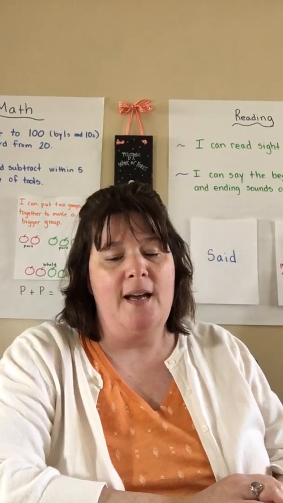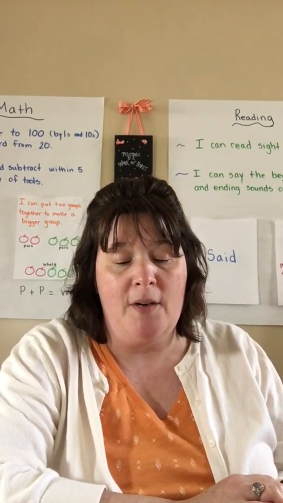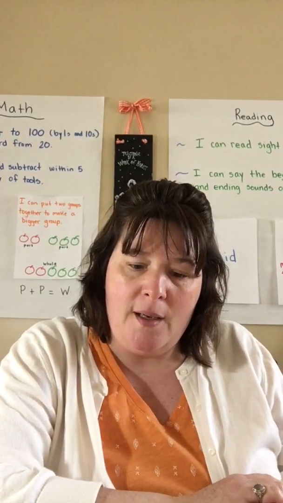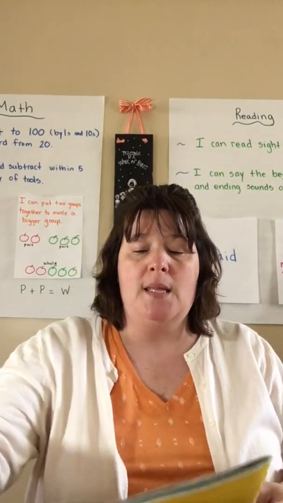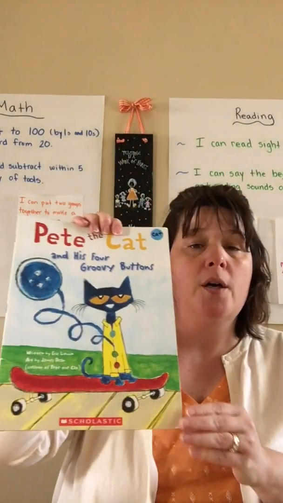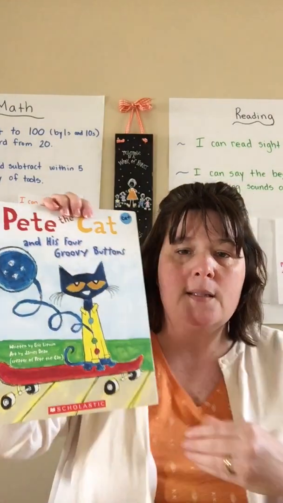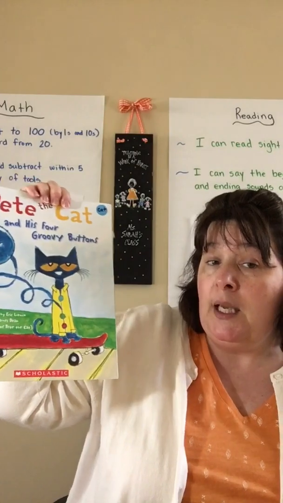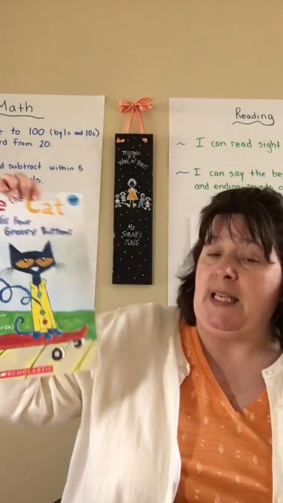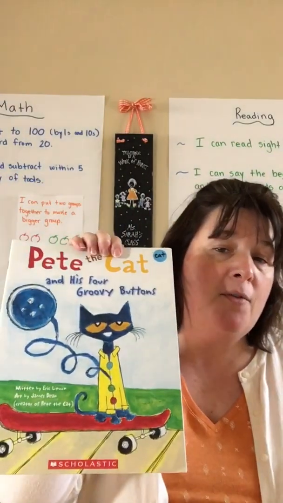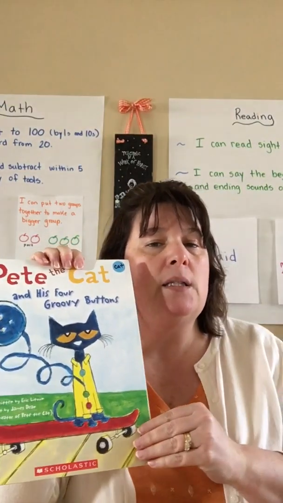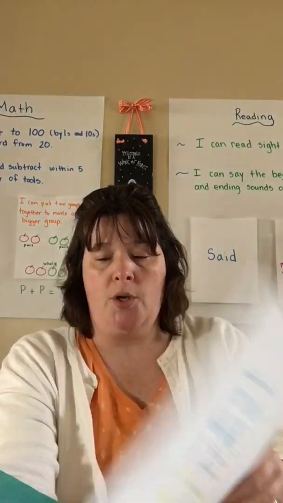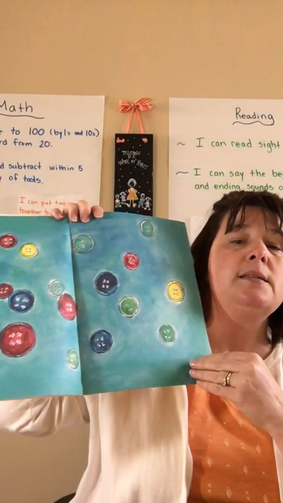Hi friends, I have a great story today from one of our favorites, Pete the Cat. And the story goes along really well with subtraction. Pete the Cat and his 4 groovy buttons. The author is Eric Litwin. The illustrator is James Dean. James Dean is actually the creator of Pete the Cat, but he worked with Eric Litwin on this book.